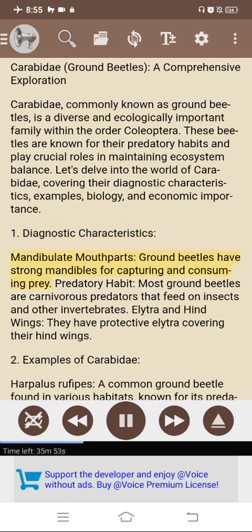1. Diagnostic characteristics. Mandibulate mouthparts. Ground beetles have strong mandibles for capturing and consuming prey. Predatory habit. Most ground beetles are carnivorous predators that feed on insects and other invertebrates. Elytra and hindwings. They have protective elytra covering their hindwings.